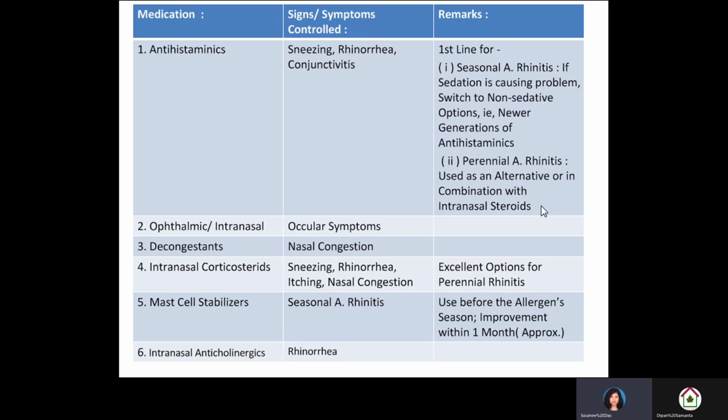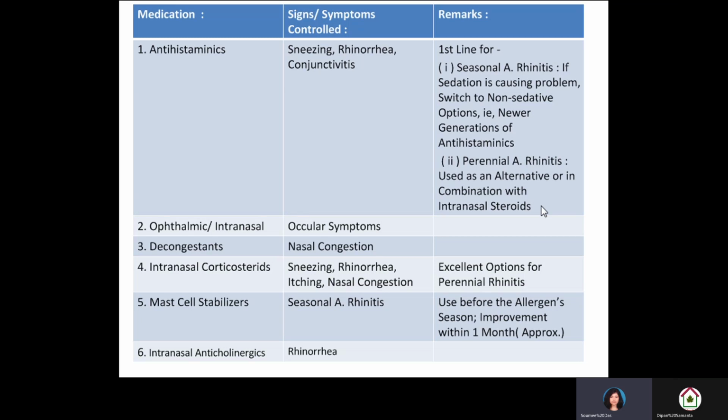Next is mast cell stabilizer like Montelukast, etc. These are responsible for alleviating the symptoms of seasonal allergic rhinitis. Use before, so we have to use before the allergen season. Improvement within 1 month to approximately a few months. So in case of seasonal allergic rhinitis, if we use mast cell stabilizer like Montelukast, we have to use this drug before the onset of the symptoms or before the onset of the presenting season.